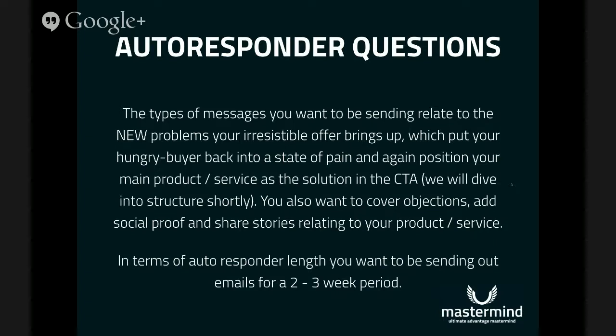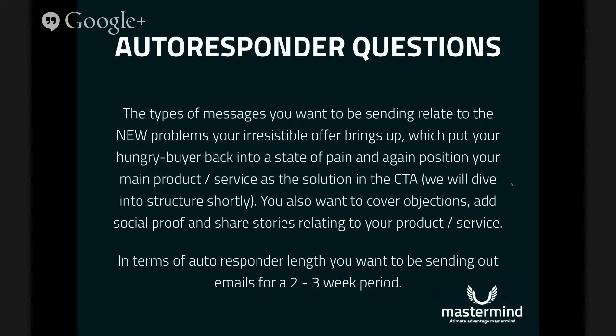But what you also want to cover in your autoresponder is things like objections. When you were mapping out your irresistible offer, you should have planned it out and thought to yourself, what are some objections that someone's going to have? A lot of times you want to turn these objections into emails. You want to add social proof, so maybe send them a few testimonials. Sharing stories, right? Maybe sharing stories of how your product or service has impacted you or someone else. Those are the kind of things that you want to be including in your autoresponder to get someone to act.